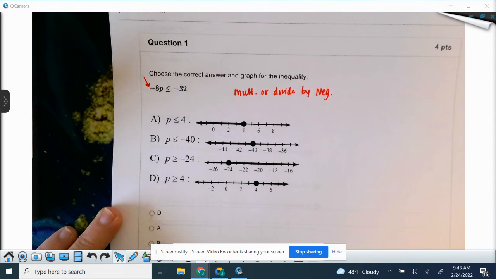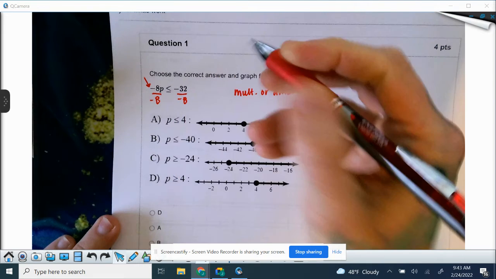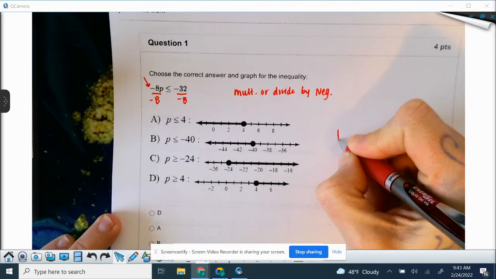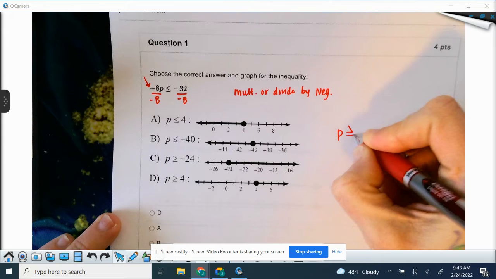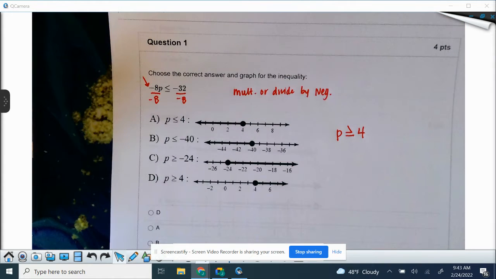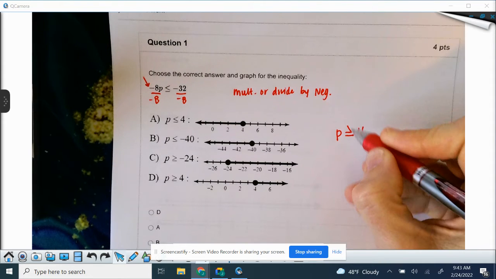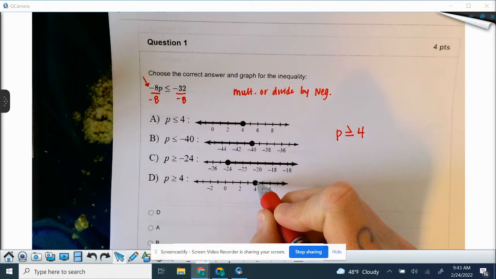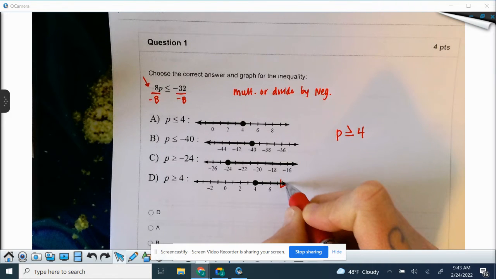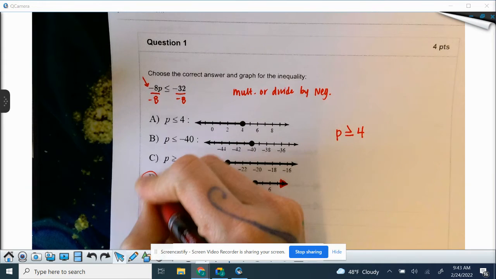So we're going to divide by -8, and hopefully you know that negative and negative gives us a 4. So it's going to be P is greater than or equal to a positive 4. The greater than or equal to means we're definitely going to have a solid circle, which all 4 of our choices are. And then P is greater than, so we shade towards the larger numbers, to the right. So your answer should be D for that one.